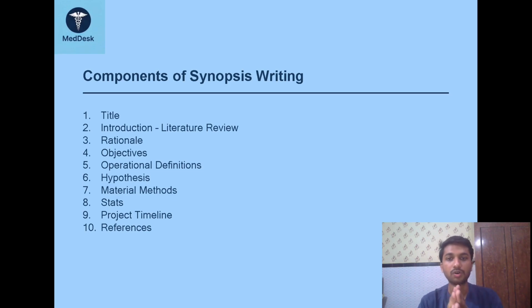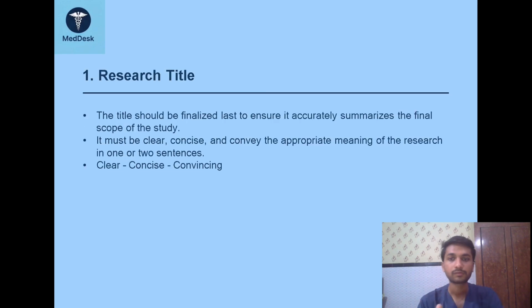Okay, so number one would be the title. The research title is number one, but it is suggested that you formulate the research title last. It should be clear and concise and convey what you are trying to say. Your objective and research title should be aligned. The title must be clear, concise, and convincing to the author, to the editor, to the reviewer, and to the journal population as well.